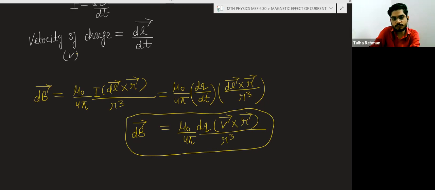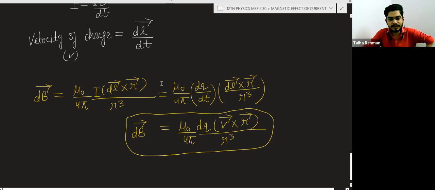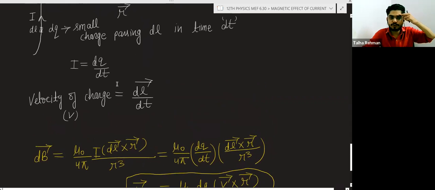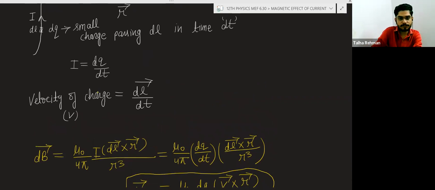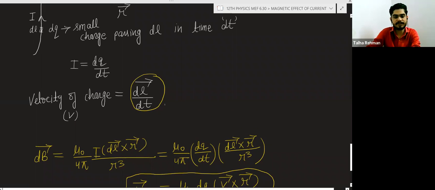So these two derivations the examiner can ask you with respect to the Biot-Savart's law. So you should know what is the velocity of the charge. How you will put the value of velocity of the charge, you should know this. And you already know what is current. Current can be written as dq by dt.